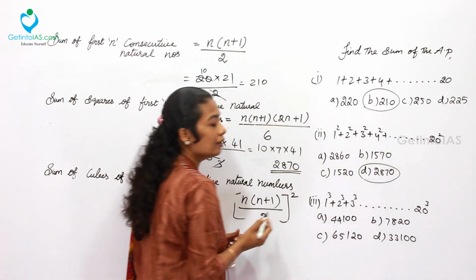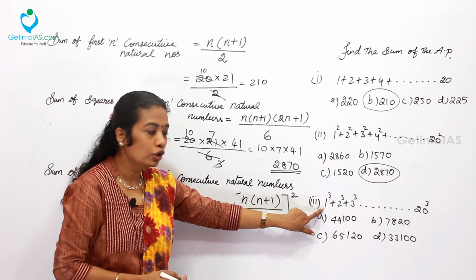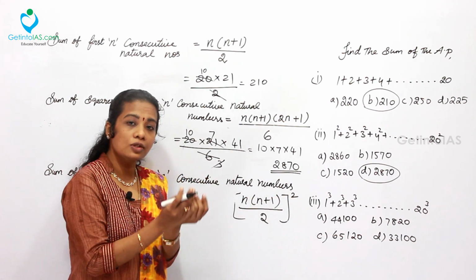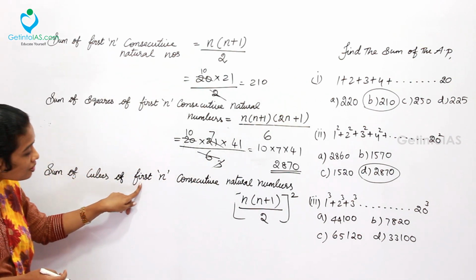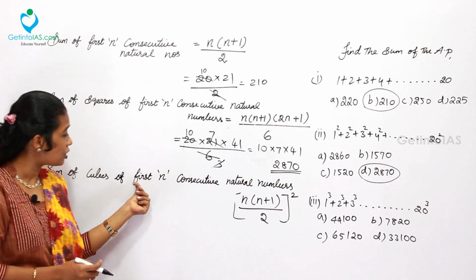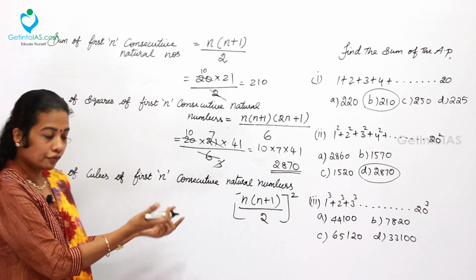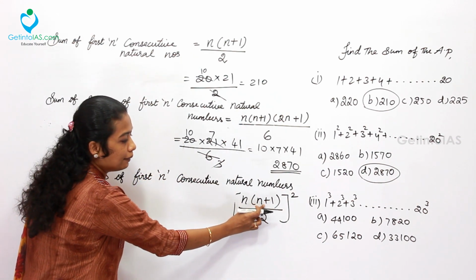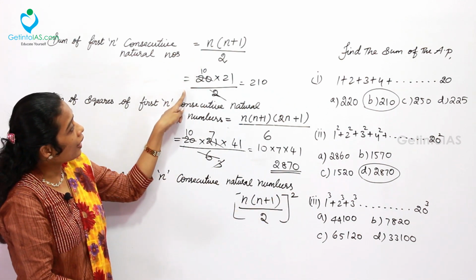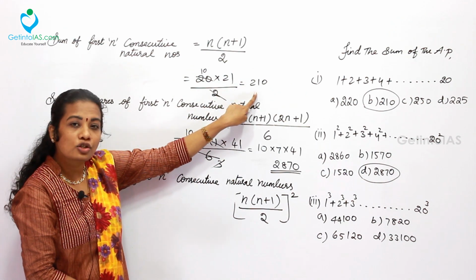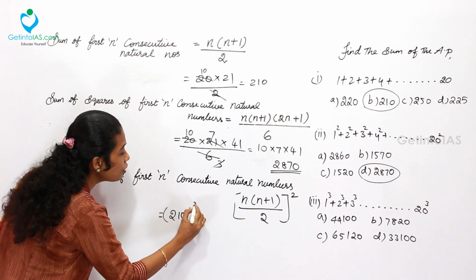Correct answer, option D. Then the last one based on the cube type, that is starting with 1 cube to 20 cube, you want to sum up all the values. So what is the specific formula we have? Sum of cubes of first n consecutive natural numbers. First means starting with 1. All are consecutive, yes, next numbers' cubes. So the final result for this is n into n plus 1 by 2, the whole square. Already we have solved here. What is the value of n into n plus 1 by 2? That is 210. So let's take 210 the whole square.